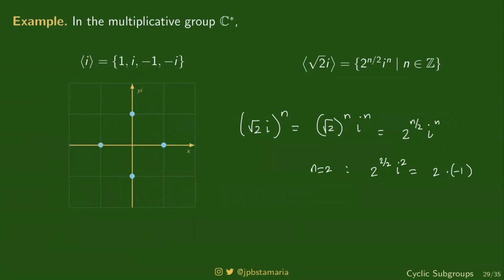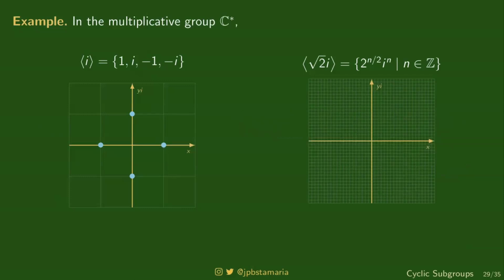Habang lumalaki yung n, anong napapansin nyo dito? Habang lumalaki yung n, yung 2 to the n over 2, papalaki ng papalaki. Therefore, umiikot yung mga points dahil dito, pero habang lumalaki yung n, dahil ito'y papalaki ng papalaki, habang umiikot, ikaw ay getting farther and farther away from the origin. So if you list down the powers of square root of 2i, you will see these blue points.